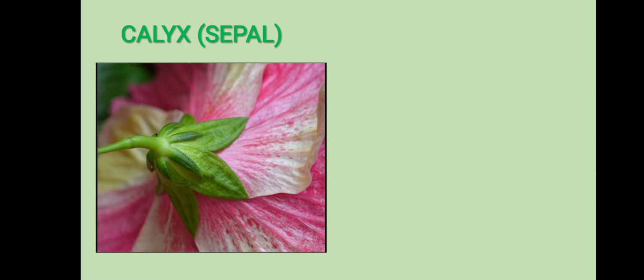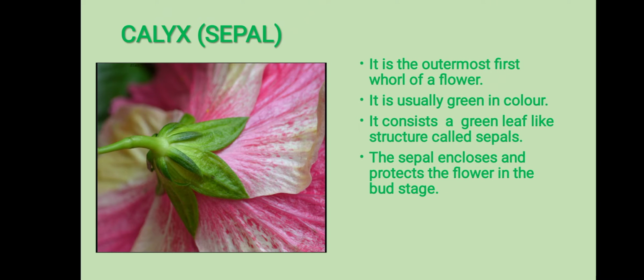Now today we'll be learning about two parts of the flower, that is the calyx and corolla. Calyx is the green portion, also known as the sepal. So what is calyx then? It is the outermost first whorl of the flower. It is usually green in color. It consists of a green leaf-like structure called sepals. The sepal encloses and protects the flower in the bud stage.